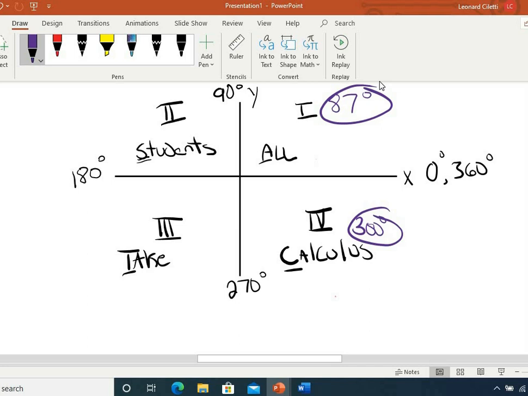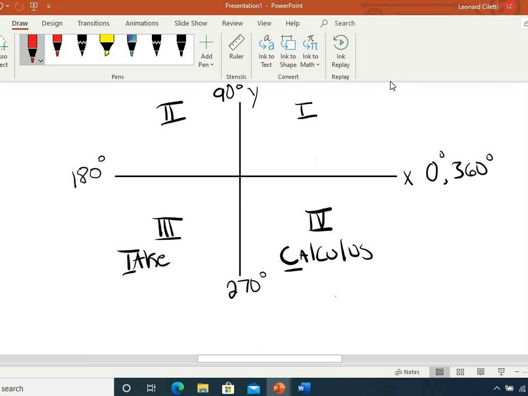So I wrote in our problem here. 87 degrees lies in the first quadrant, so all the trig functions will be positive. And then 300 degrees lies in the fourth quadrant, so the only things that are going to be positive there are what? Cosine and secant. Cosine and secant will be positive in the fourth quadrant. Everybody else will be negative.